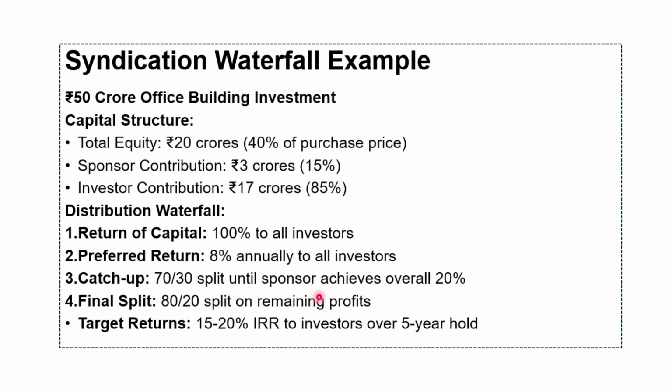So the structure targets 15 to 20% IRR to investors over a 5-year period. The waterfall ensures investors get their capital back plus preferred returns before the sponsor participates meaningfully in profits, while still providing significant upside potential for successful execution.